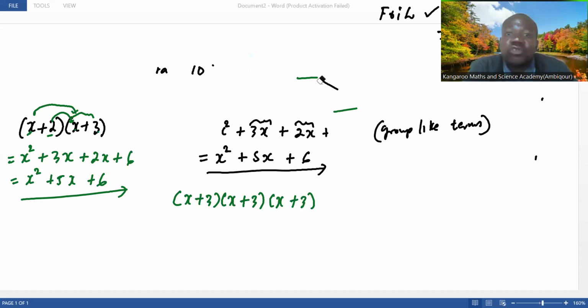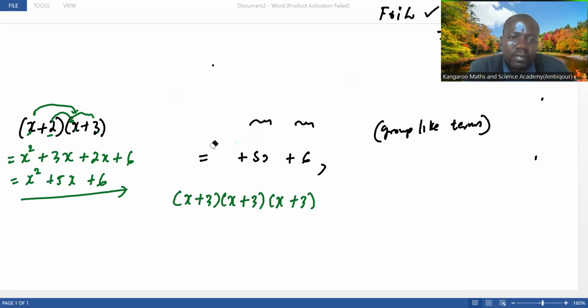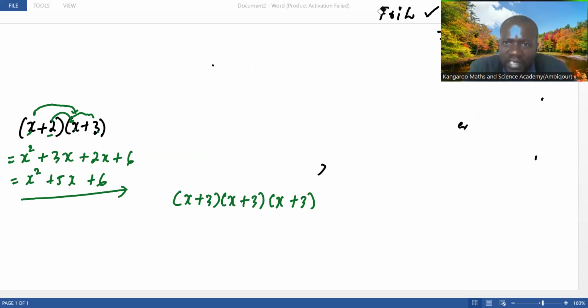You either use FOIL first, outers, inners, and the last. It's the same as the second one. Because you find a learner not being able to expand this. And this is maths actually. You need to be able to understand it very well. And you see, that's what I'm saying. You'll be using this in grade 10, 11, and 12.